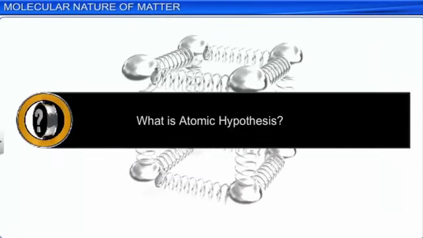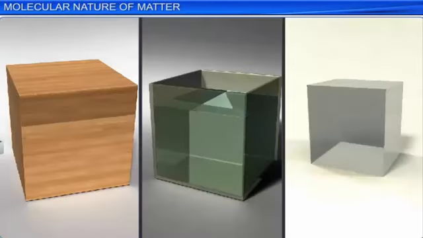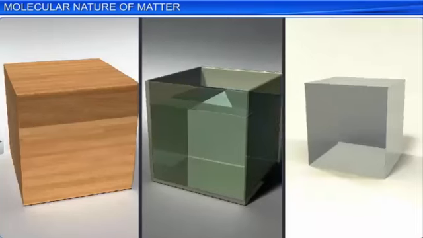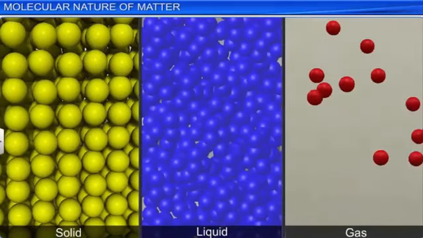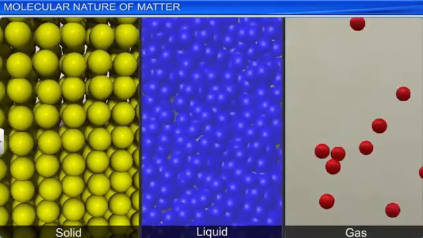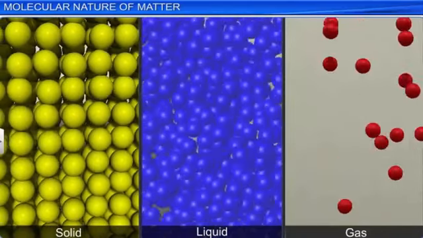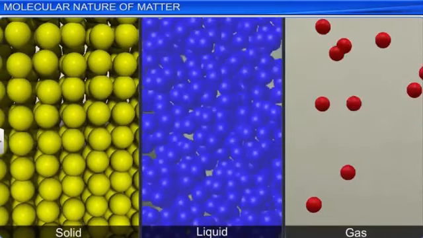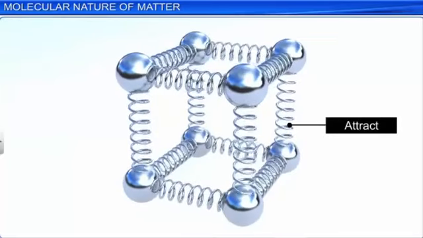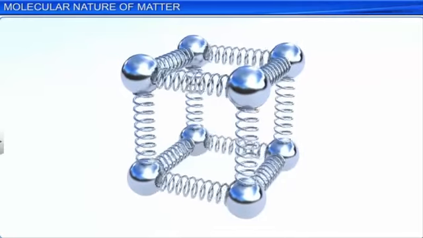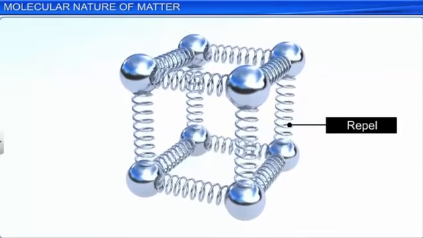What is the atomic hypothesis? According to the atomic hypothesis, all things are made up of tiny particles called atoms. These tiny particles move around in continuous or constant motion. Atoms attract each other when they are separated by small distances and repel each other when compressed into one another.